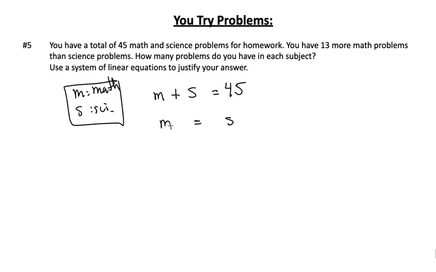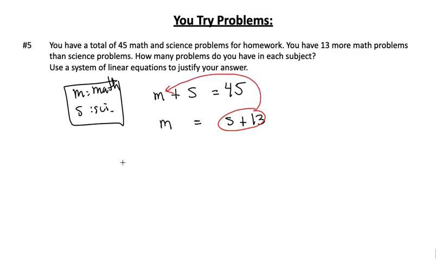Now I'm going to read the sentence, and shake my math hand because it's first. You have 13 more math problems. So my left hand goes up higher. They are not equal anymore. To make them equal, I need to add 13, because 13 more means add 13.